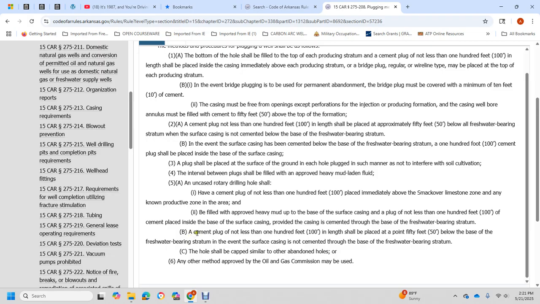Be filled with a proof heavy mud over the base and surface of the casing, with the plug not less than 100 feet over the cement placed inside the base of the surface casing, provided the casing is cemented at the base of the fresh water bearing stratum. Cement plug not less than 100 feet in length being placed 50 feet below the base of the fresh water bearing stratum. In the event the surface casing is not cemented at the base of the fresh water bearing stratum, the hole should be capped and similarly abandoned, or any other method of the Oil and Gas Commission may be used.